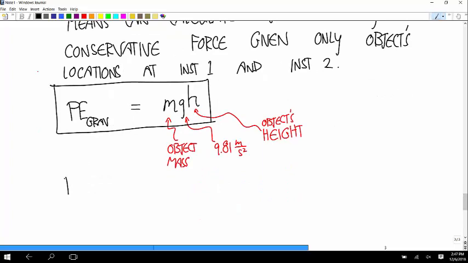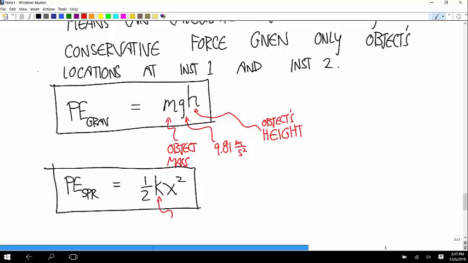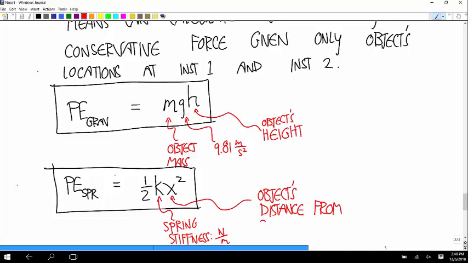And then for a spring, the potential energy function is 1/2 times this constant K times x squared, where K is called the spring stiffness. And that has units of newtons per meter. Well, force per length. In SI units, it'll be newtons per meter. And this X is the object's distance from the spring's resting length.